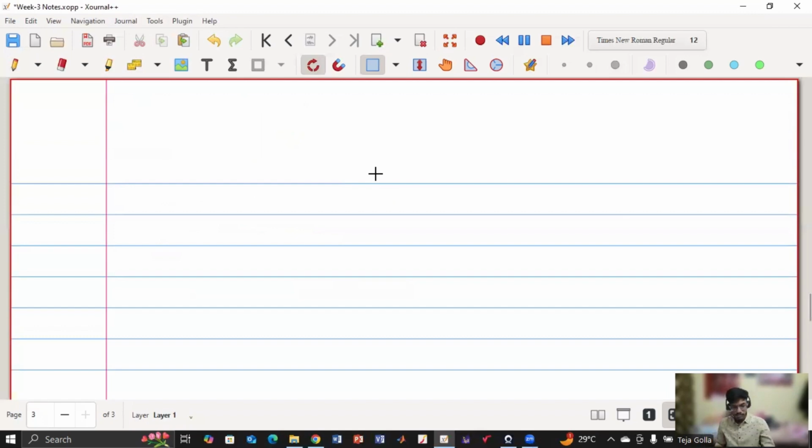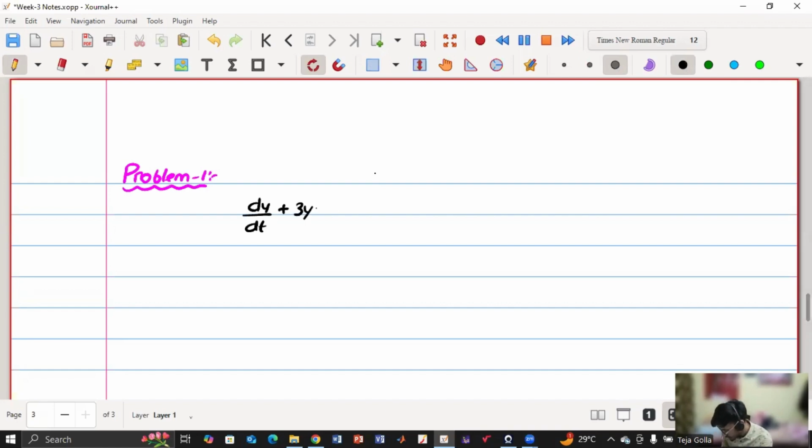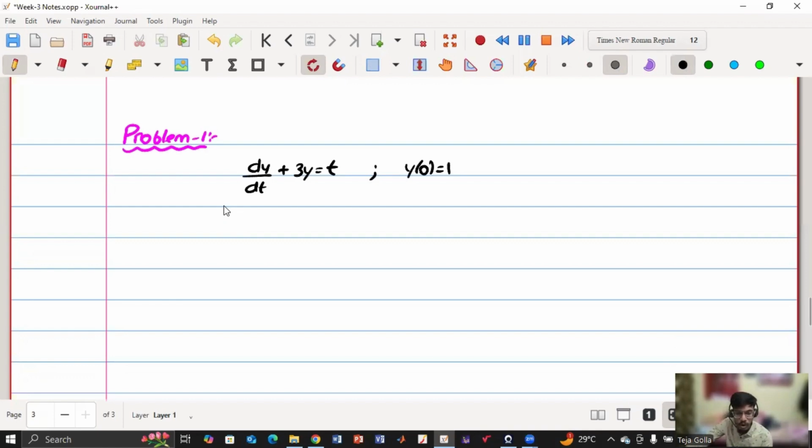So the first problem, everyone should solve with me. The problem is dy by dt plus 3y equals t, and y of 0 equals 1. This is the initial condition. First of all, can anyone tell me what is a and what is x of t in this question?